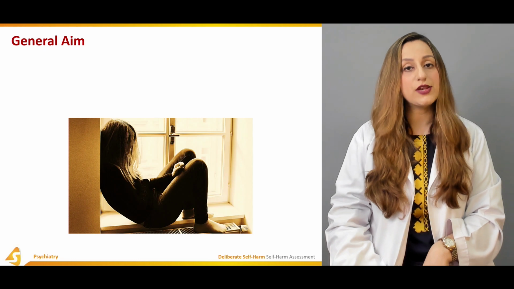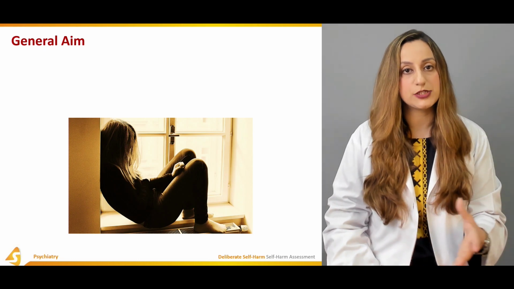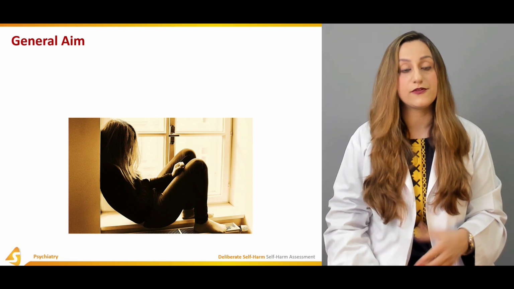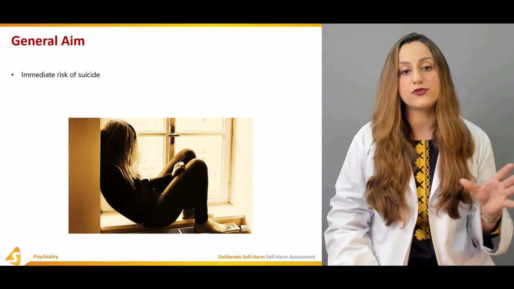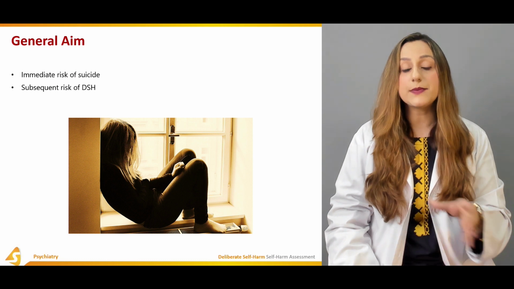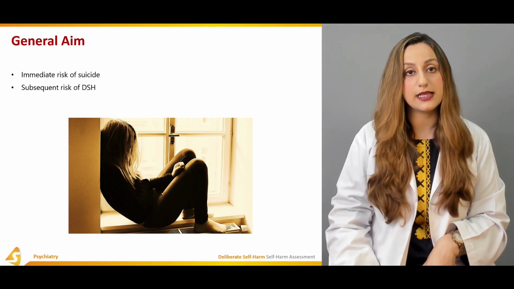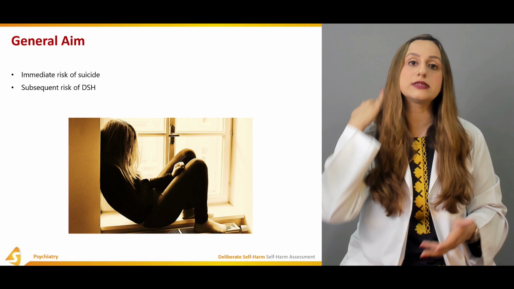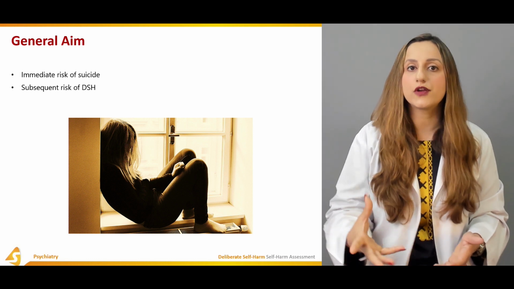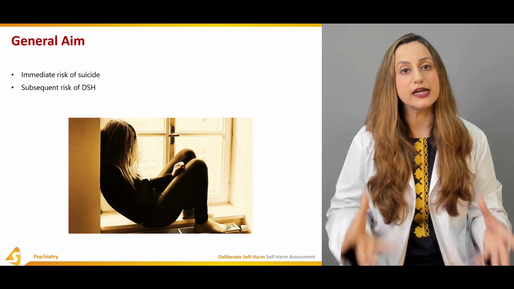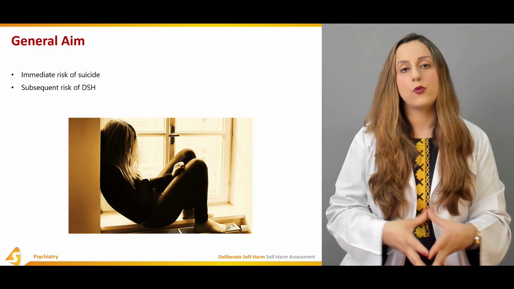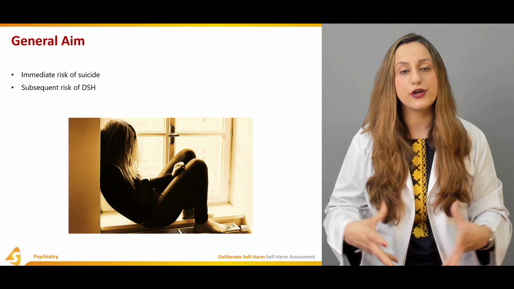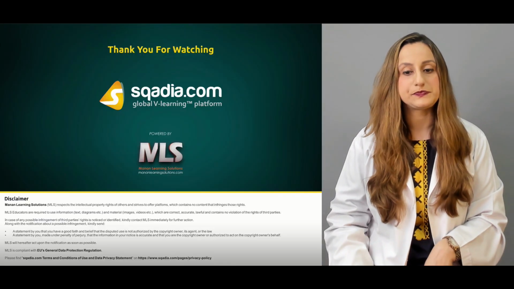So the general aim while we are treating a patient of deliberate self-harm is to alleviate the immediate risk of suicide. Then the subsequent risk of deliberate self-harm should also be assessed, because it can prove to be fatal in a lot of conditions. Depending upon the severity of the disease, we're going to categorize whether he's suffering from a mild, moderate, or severe form of the disease.